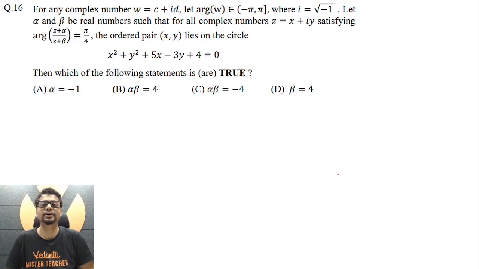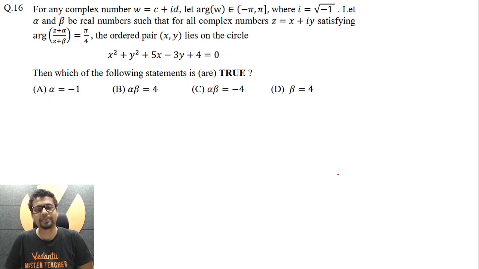We are discussing JEE Advanced 2021, Paper 1, Mathematics, and the question for this video is this. For any complex number w equal to c plus iota d, where c and d are real values, let the argument of w lie in the interval open minus pi to pi closed, where iota is under root minus 1. So there are two real numbers alpha and beta, such that the complex number z equal to x plus iota y satisfies argument of z plus alpha divided by z plus beta equal to pi by 4.